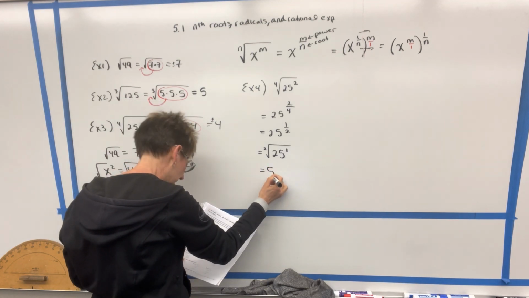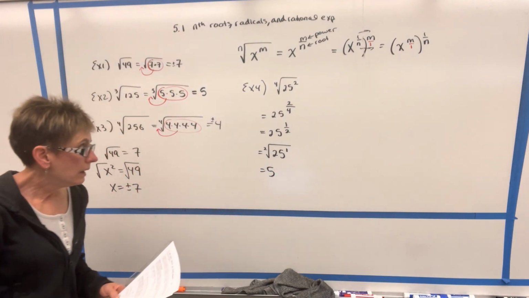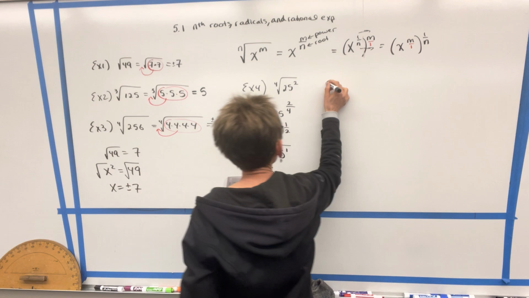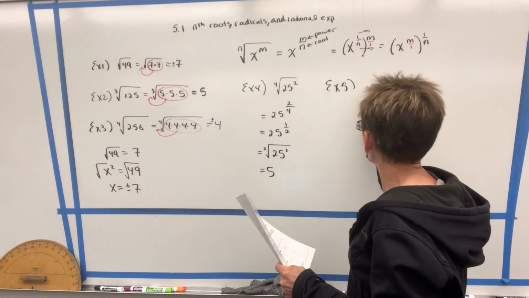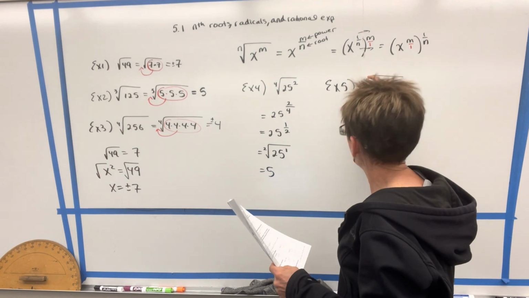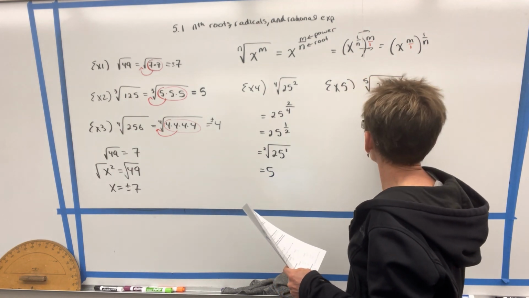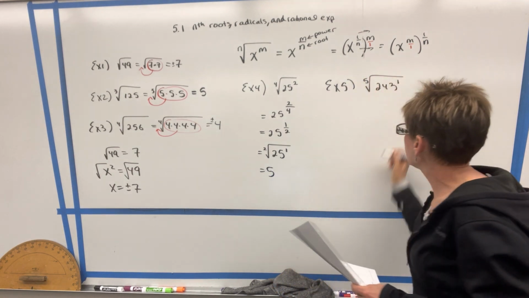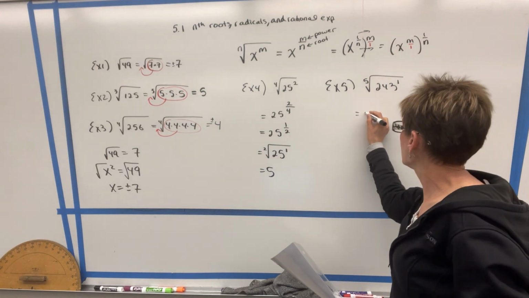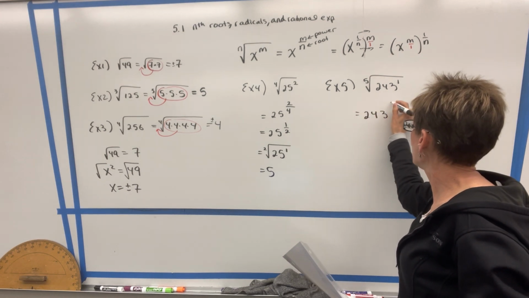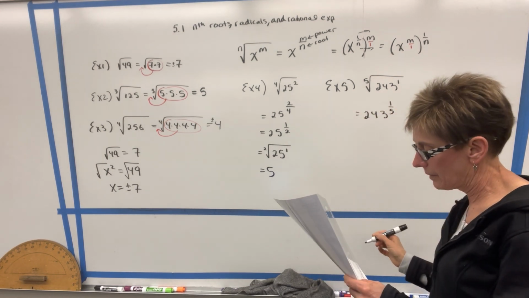So this would just be 5. On example number 5, let's just put this in a different format. We don't necessarily have to solve it, I suppose. Let's do the 5th root of 243. We can think of that as 243 to the power of 1 taken to the 5th root. So this would be equivalent to 243 to the 1/5.